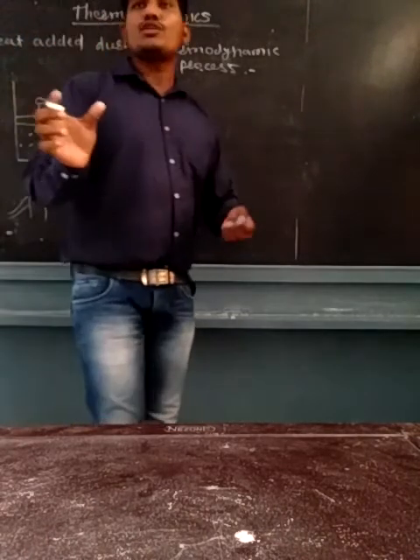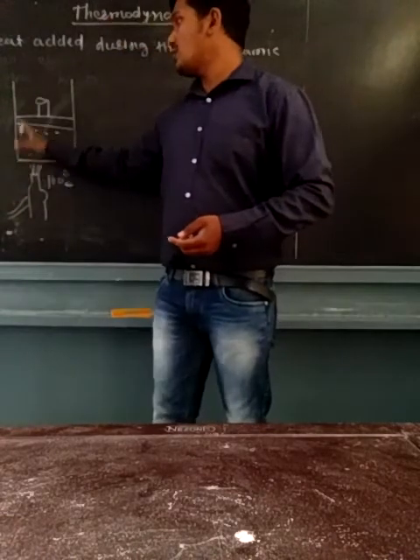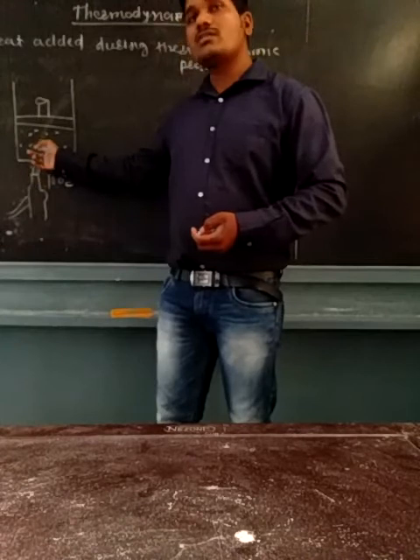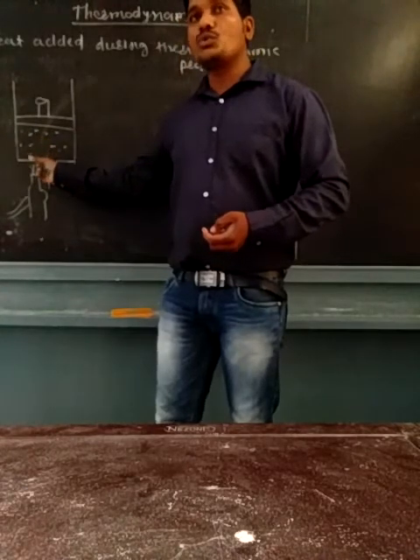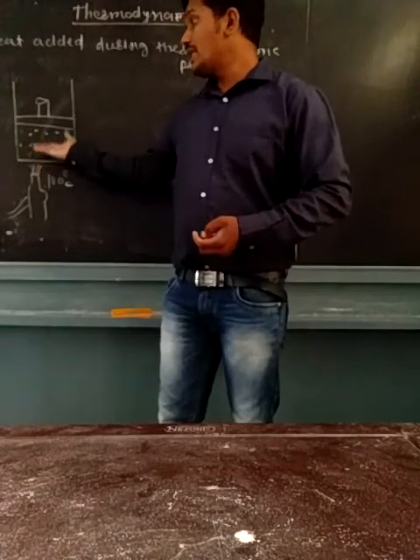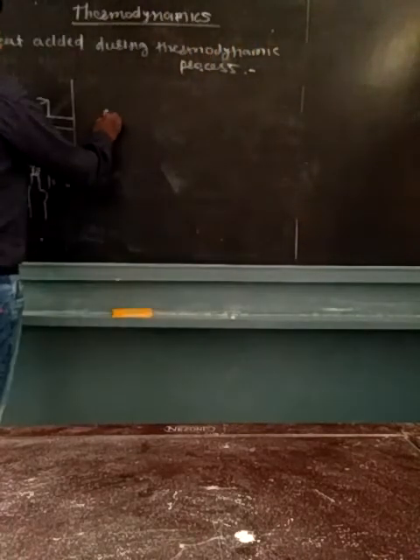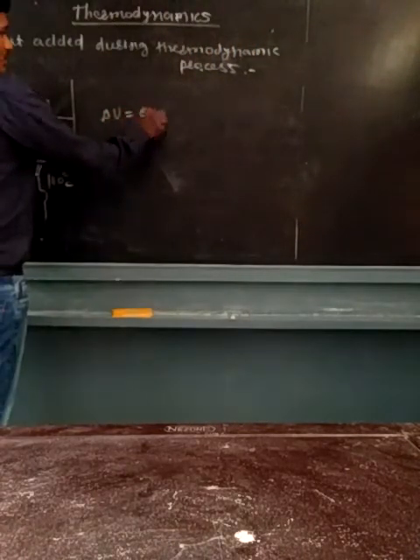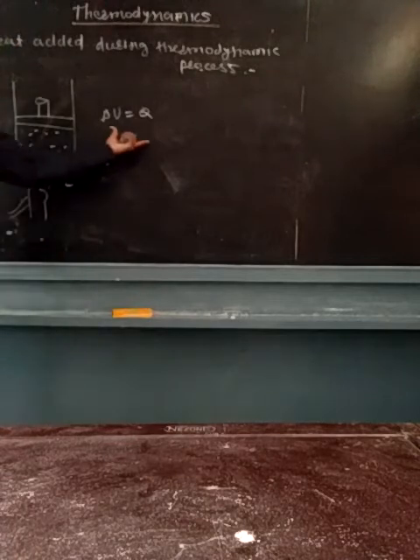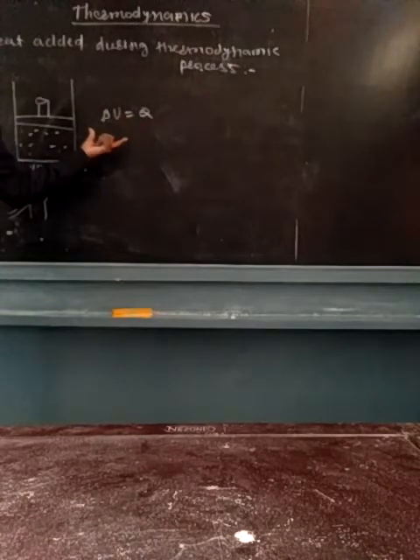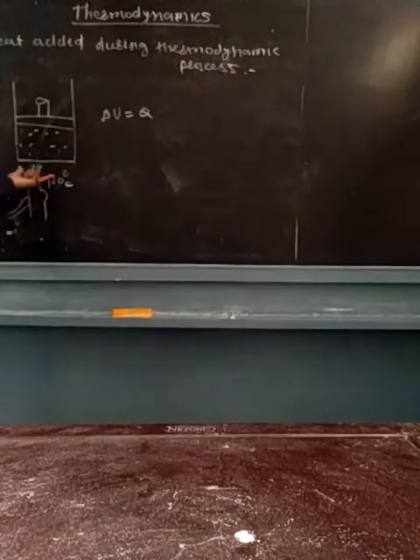So this is the external source of heat I have just added to the piston cylinder arrangement. Then what will happen? The heat will be added to the gases enclosed in the cylinder. Then for these molecules, delta U will be equal to the amount of heat energy supplied to it. The internal energy will be equal to the amount of heat supplied to the gases enclosed in the cylinder by this external source of heat.